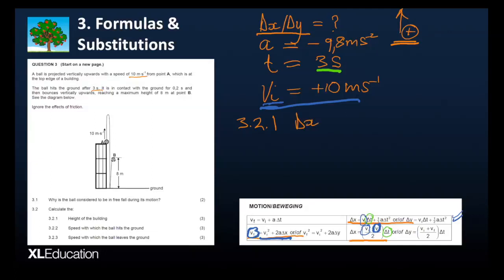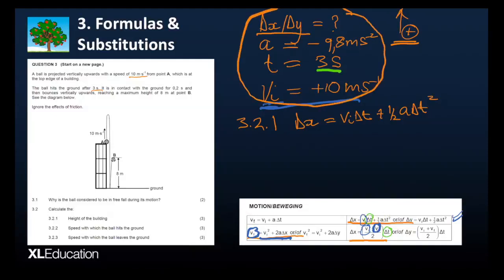Delta x is equal to VI delta t plus half a delta t squared. Don't worry about the delta. It just shows that there's a change in time. So our change in time is already 3 seconds. Now, life is easy for us since this is the information that guided us to choose the equation.